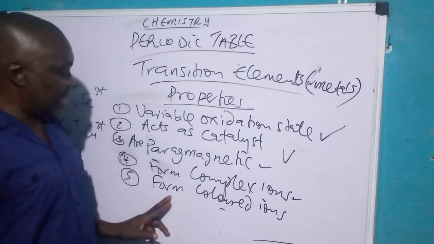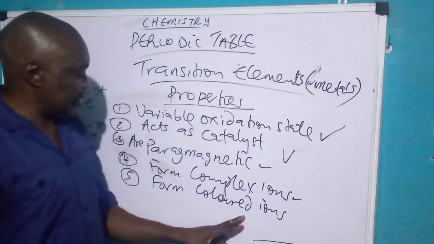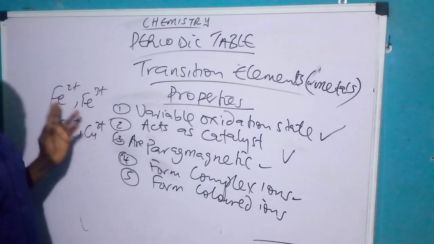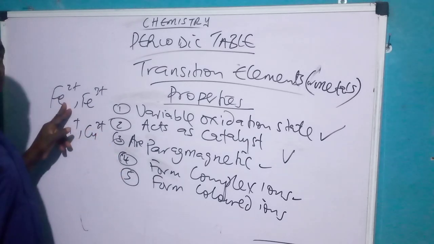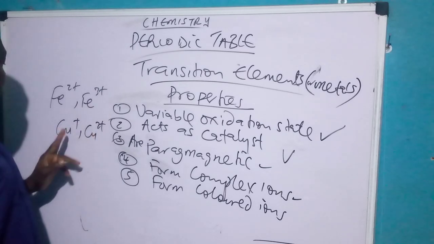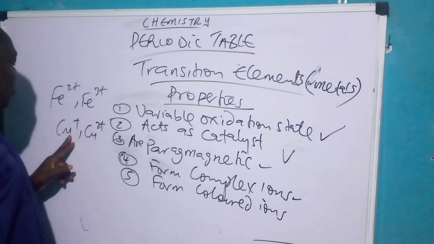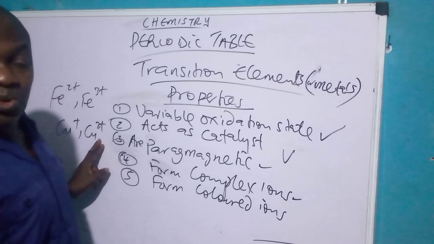Then they form colored ions. Colored ions, you have different colors. The ions are not colorless. You have iron 2 as green, iron 3 as reddish brown, rust. You have copper 1, you have copper 2. They can even have one color, so long as it's colored, it's a transition metal.